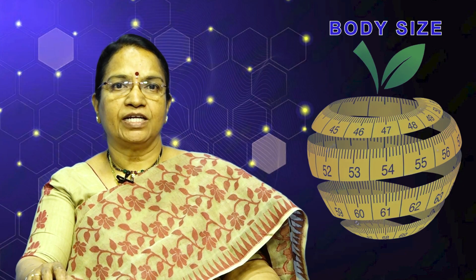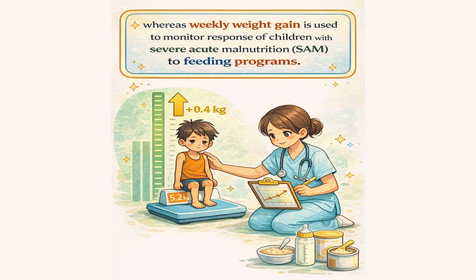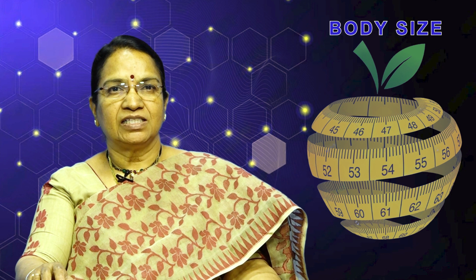Changes in the body weight over time are used in both clinical and public health settings. In clinical settings, lack of weight gain and weight loss are used to identify pediatric undernutrition, whereas weekly weight gain is used to monitor response of children with severe acute malnutrition to feeding programs. In public health, changes in body weight over time are often monitored because of their increased risk of mortality.